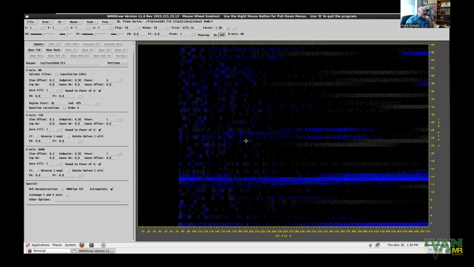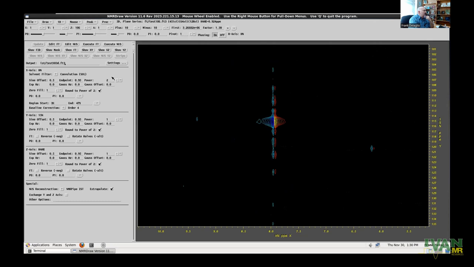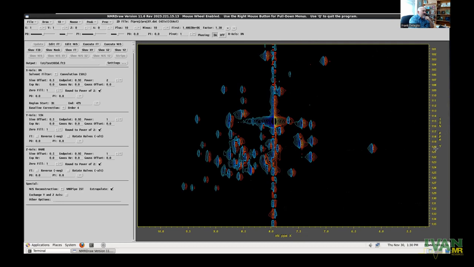So let's see how that works. Just as before, I'm going to begin by creating a script using this update script button. And now I'm going to execute a regular Fourier transform. So the button execute FT. And now I'll look at the XY projection and the XZ projection.